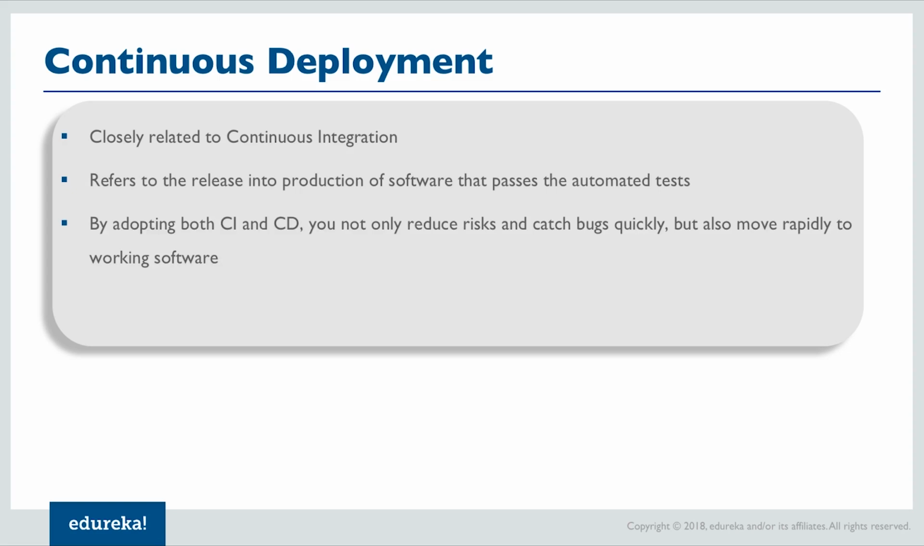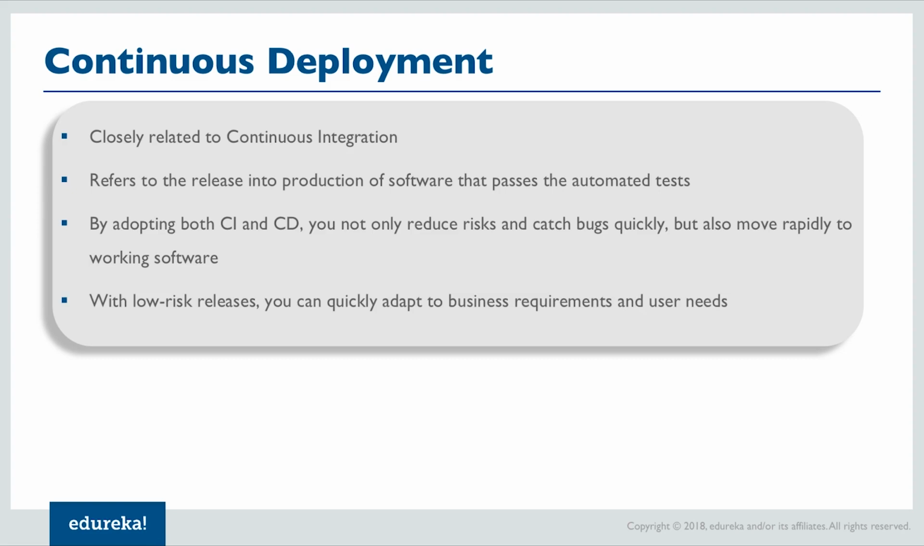So by adopting both continuous integration and continuous delivery, you not only reduce risks of catching bugs quickly, but also move rapidly to working software. So as we have spoken, the moment somebody commits code, and if everything is going perfectly fine, eventually the code will be deployed onto the production machines as a single step without any human intervention. That is the epitome of continuous deployment, and that is something you strive to achieve when you talk about DevOps implementation in your projects.